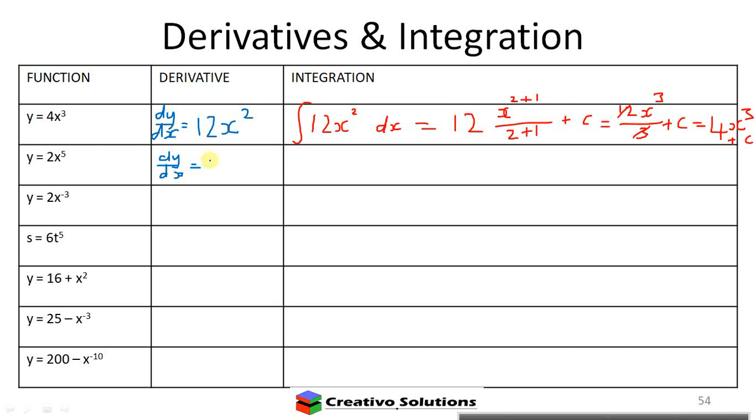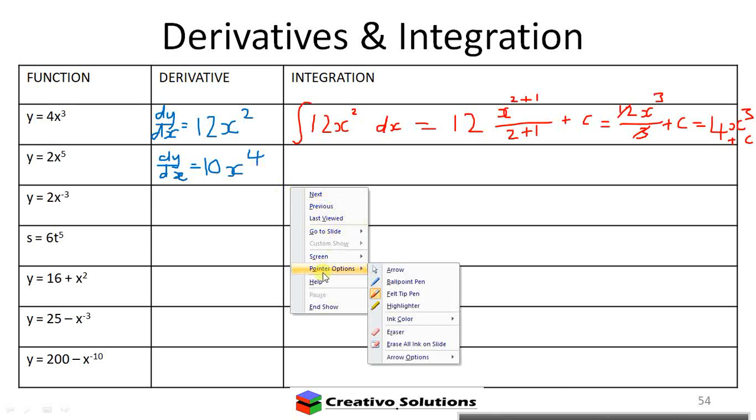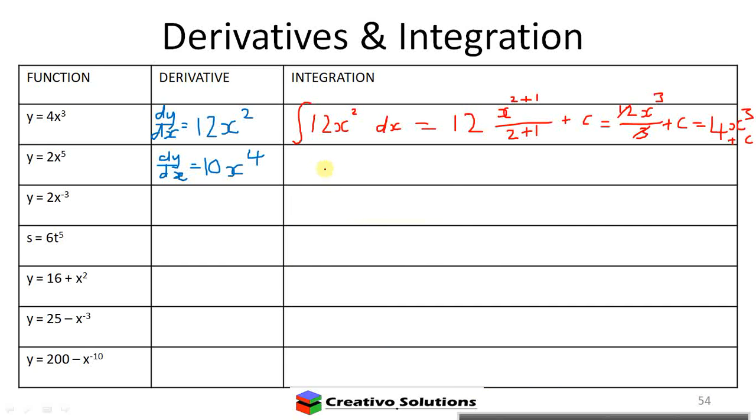Okay, so let me just write this down. So it's 10x to the 4. Exactly. Okay, so if we were doing integration, we would be starting with this, integrate 10x to the 4, and that'll equal. Okay, so again, what is the rule?